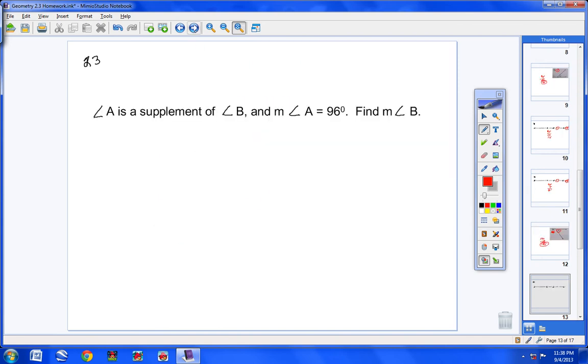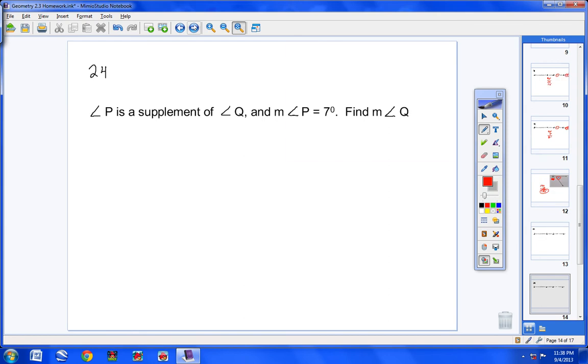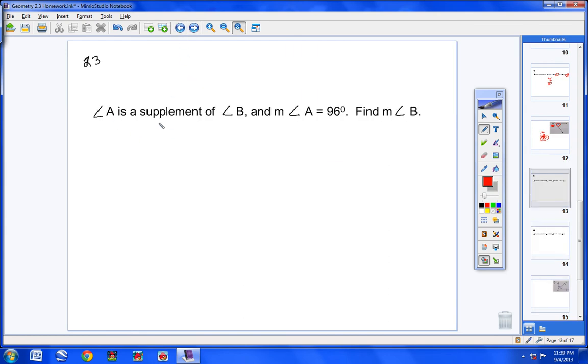Thus, they're supplements. All right, let's look at 23, 24, and 25, I believe. It might just be 23 and 24. Let's see. 23, 24, yeah. Let's look at 23 and 24. Angle A and angle B are supplements, or supplementary. A is a supplement of B, so we know they're going to add up to 180. Now, one angle is 96, so I'm going to subtract that out, and I'm going to get 84 degrees. So we know angle B has to be 84 degrees, because when you add 84 and 96, you get 180. Makes total sense.